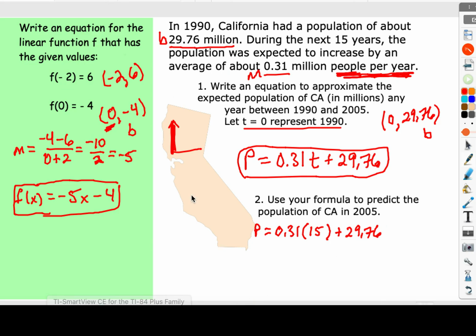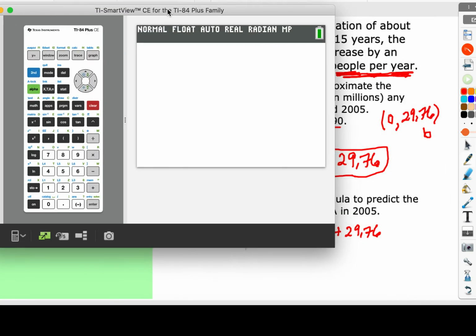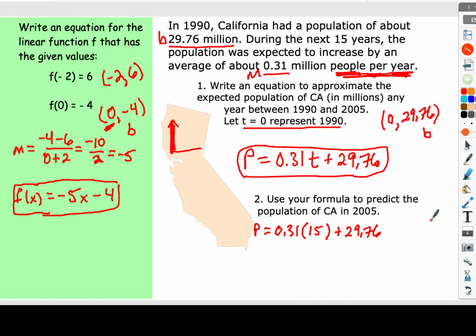So let's go ahead and open up our calculator real quick here. I'm going to clear off what's on the screen. And all we have to do is type in, again, 0.31 times 15 plus 29.76. Looks like 34.41. So P, the population, will equal 34.41, again, million people.